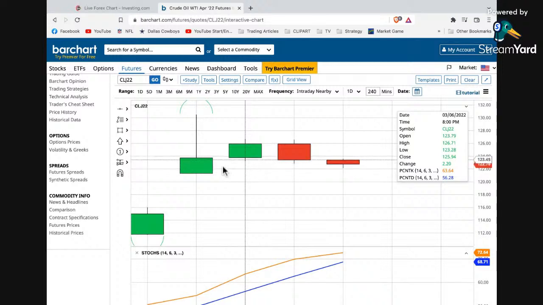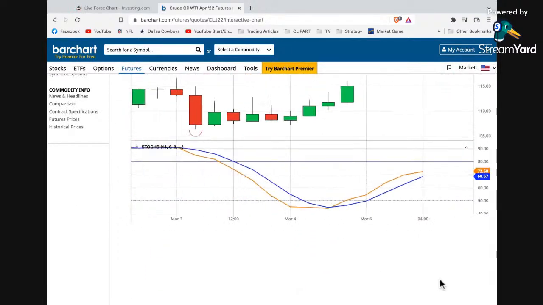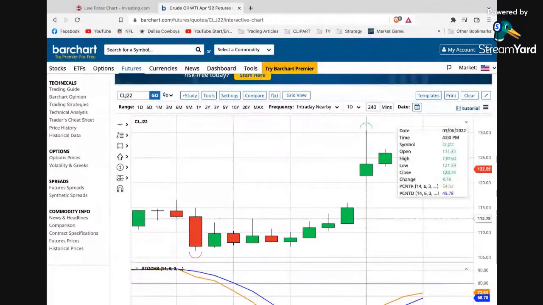That rarely happens. Okay, so this low is 123.28, and every candle here is 4 hours. This candle's low is 122.83. This is 123.28. So we made a lower low, and then we made another lower low. So the downtrend has started in oil.